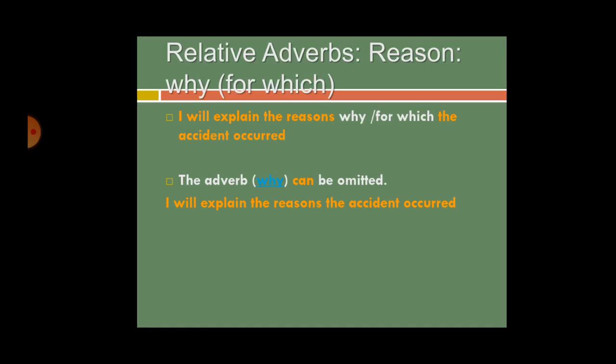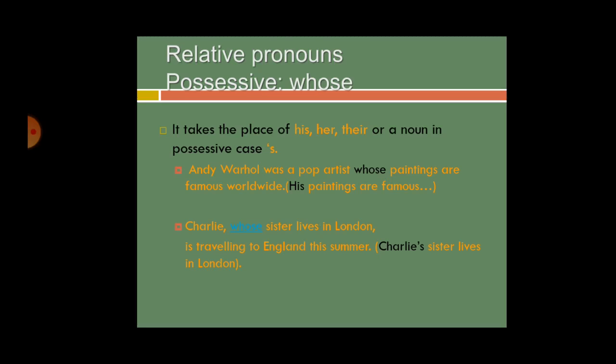Relative adverbs, reason: why, for which. I will explain the reasons why, or for which, the accident occurred. The adverb why can be omitted: I will explain the reasons the accident occurred. Relative pronoun, possessive whose. It takes the place of his, her, their or a noun in the possessive case. Andy Warhol was a pop artist whose paintings are famous worldwide. His paintings are famous. Charlie, whose sister lives in London, is traveling to England this summer. Charlie's sister lives in London.